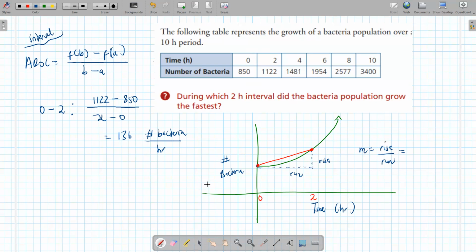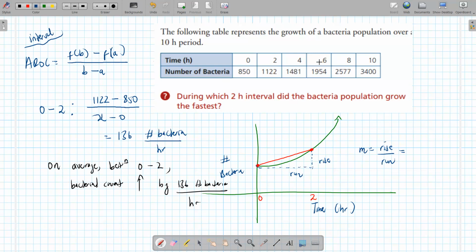It means, and this is a little bit important, how do you interpret this number? On average, because we're finding the average rate of change between the hours of 0 to 2, the slope is positive. Our bacterial count is increasing by 136 bacteria per hour. So that would be the interpretation. If the slope is positive, it's increasing. If the slope is negative, it's going to be decreasing.